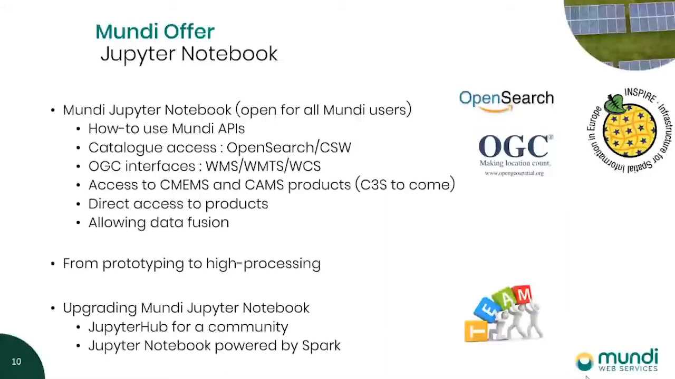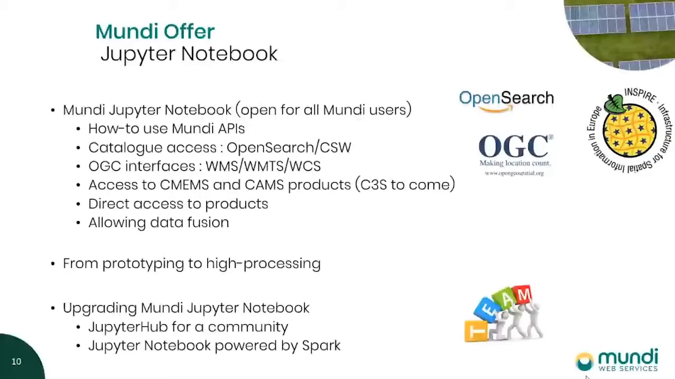Like it was presented before, we have an OpenSearch API, which will help you to browse our catalog. We have also a CSW API. All these APIs follow the standards promoted by the European Commission, which makes it easy to switch to our service, because you will find the same standard, maybe the one you were using before.